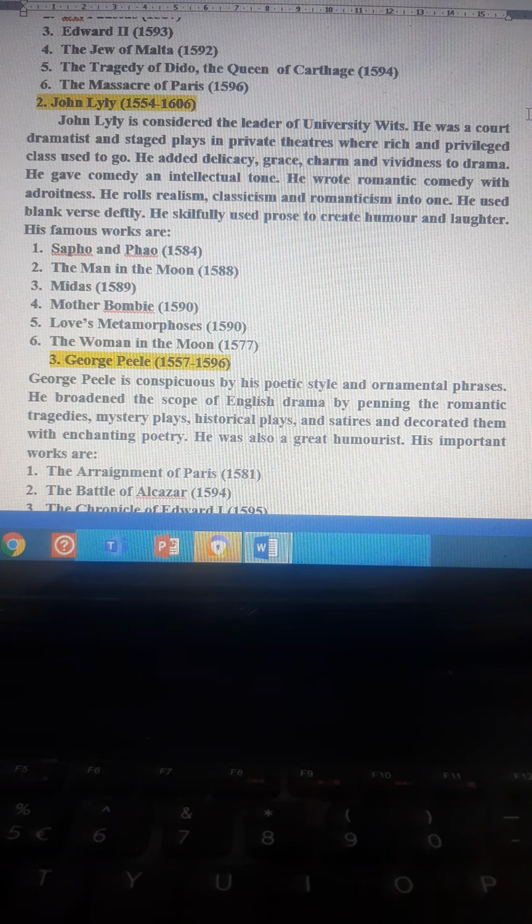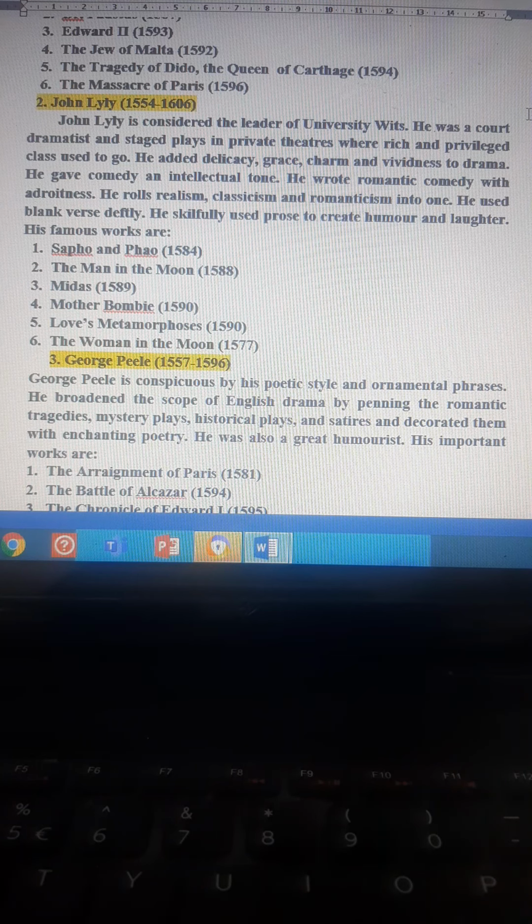He was a court dramatist and staged plays in private theaters where the rich and privileged class used to go. At that time, there were two types of theaters. First were private theaters where only rich people used to go, and there were public theaters where poor and middle class people used to go for entertainment.